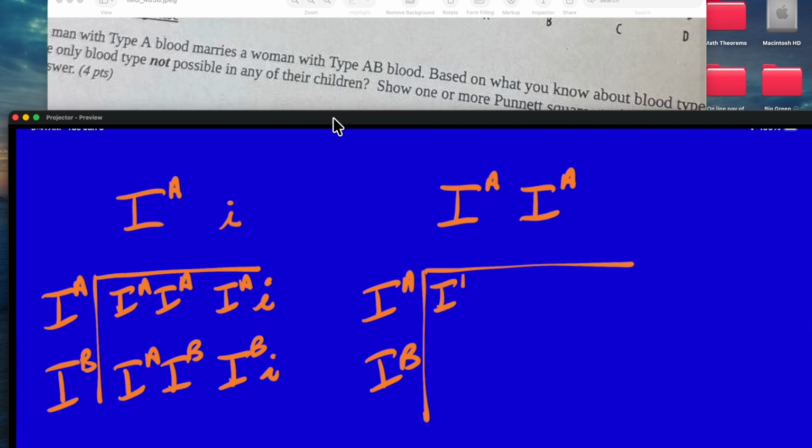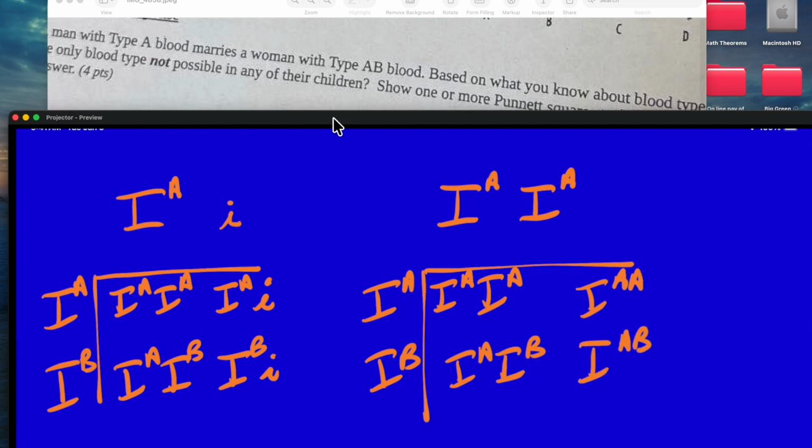Over here in this scenario, we're going to have a type A child, a type AB child, a type A child, and another type AB child. So the only one missing is double I, therefore the child will not be type O.